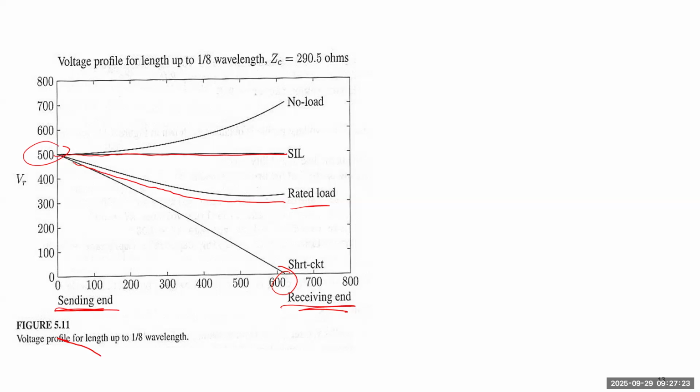So when you open the circuit, the receiving end will have a higher voltage, it can become much higher than the source voltage. And when you have a short circuit, the voltage can be roughly linearly decreasing to 0. At the point of the short circuit, the voltage becomes 0, the ground potential. Okay, so that's what happened.